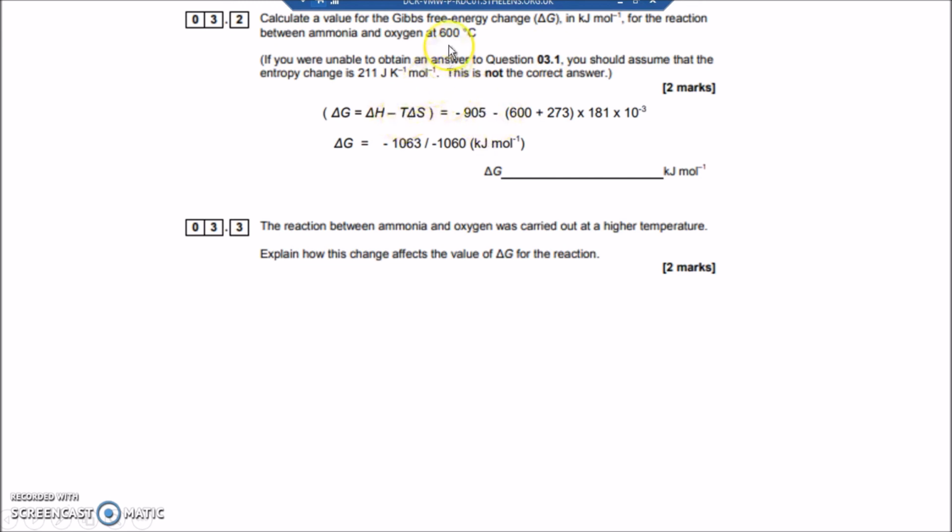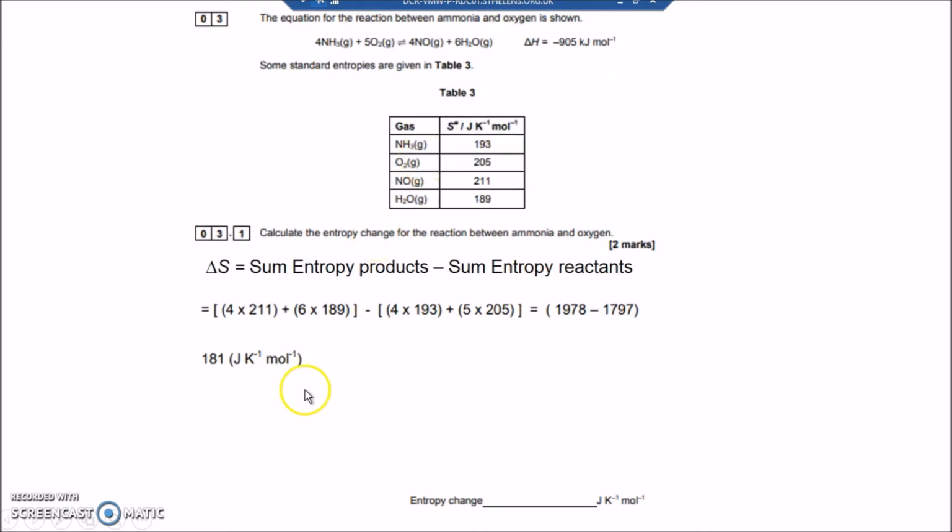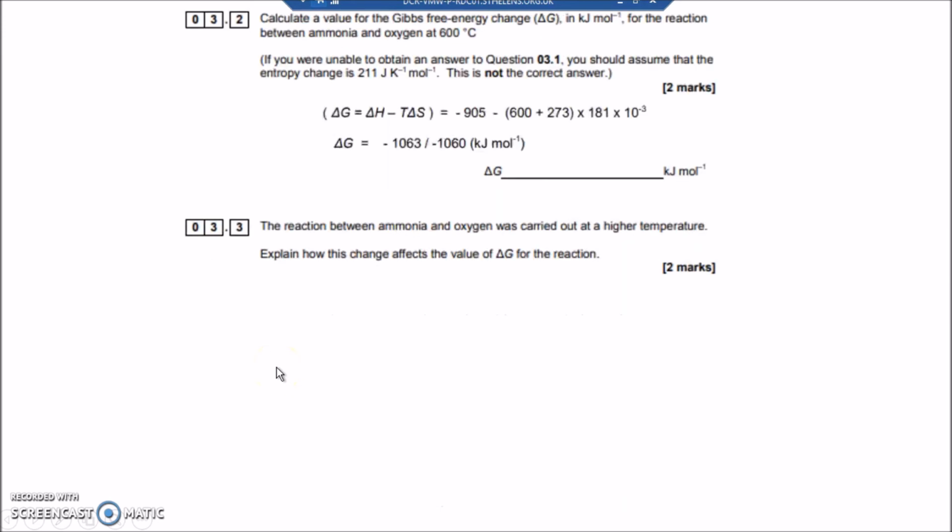Take away the temperature. Now the temperature is 600 degrees C, but it needs to be in Kelvin, so you need to add 273 on. So that's 873 here. So it's take away 873, and the 873, the temperature, is multiplied by our entropy change, which is 0.181, because that's in kilojoules per Kelvin per mole. So you need to get that into kilojoules rather than joules. So when you work that out, it equals minus 1063. They allow you anywhere between minus 1063 and minus 1060.